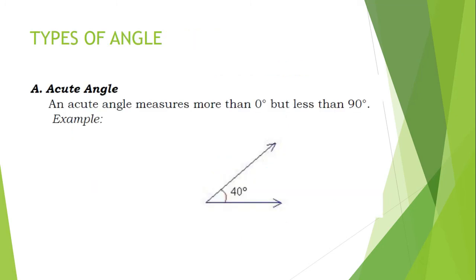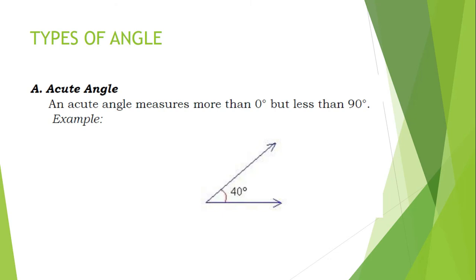And we also have types of angles. There are three types of angles: the acute, the right angle, and the obtuse angle. When we say acute angle, these are the angles that measure more than 0 degrees but less than 90 degrees. So 0 and 90 are not included. You start with 1 and end at 89 or 89.999, as long as 90 is not included.